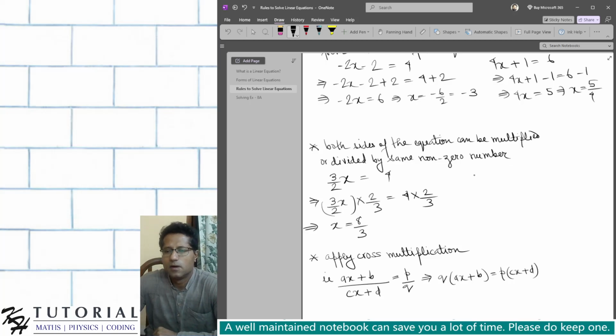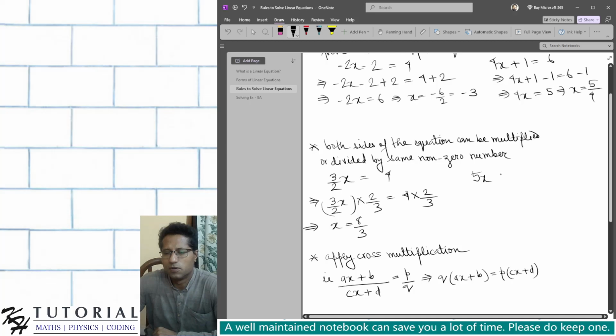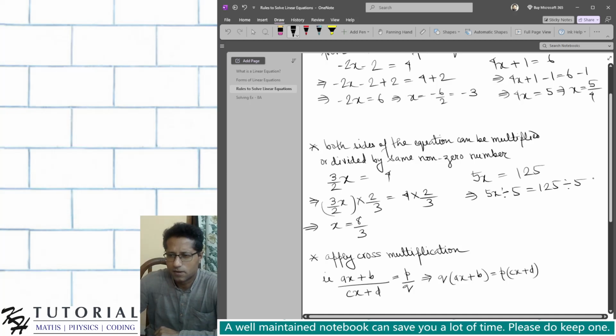Let's say I have 5x equals to, let's say, 125. I'm taking very simple examples just to illustrate the concept. Now I can divide both the LHS and the RHS by, let's say, 5, and the equality will remain the same. So this implies 5x by 5 is equal to 125 by 5, and the LHS will become x is equal to 125 by 5, which is 25.